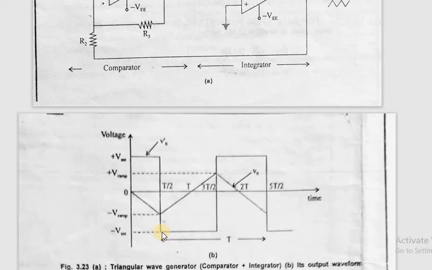So now what will happen? The output of the integrator is now determined by minus Vsat. So what will happen? Because this is an inverting integrator, the output of the integrator will now be a positive going ramp. So this waveform will be obtained at the output of the integrator.